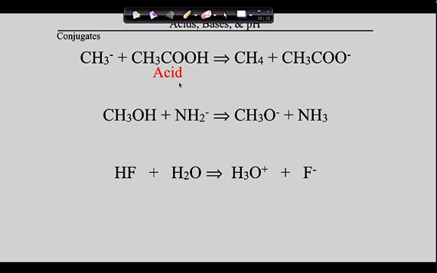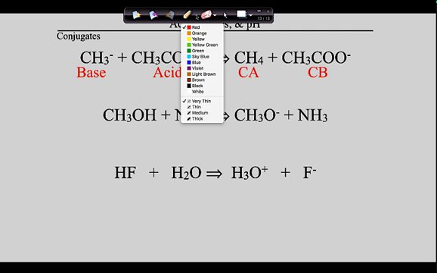And guys, again, the minute you get the acid, you're done. Because if that's the acid, what's that make CH3 minus? The base. And then guys, to figure out the conjugates, go to the acid, cover over the hydrogen. What's left is the conjugate base, and then the other is the conjugate acid. Does that make sense?